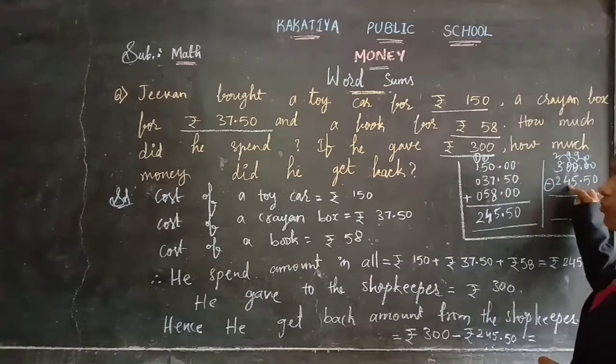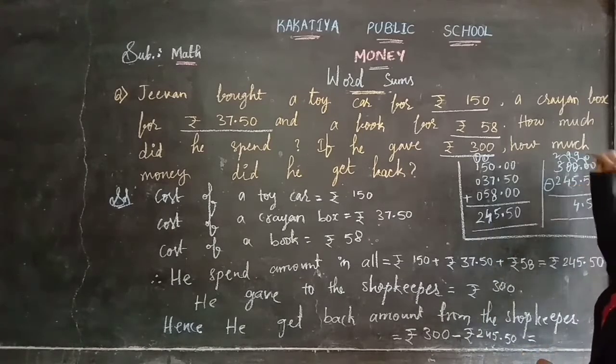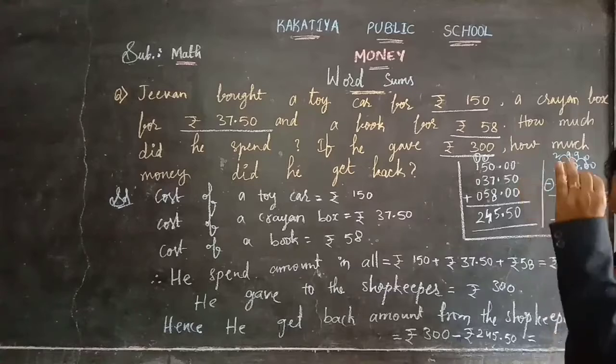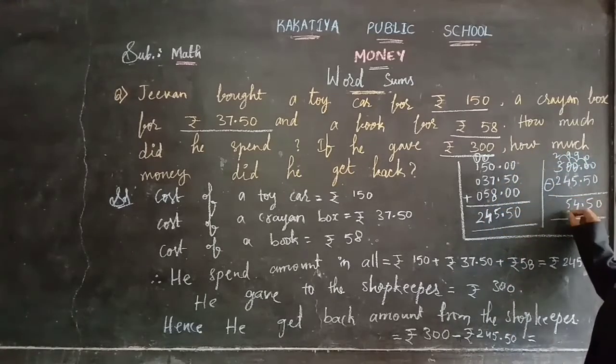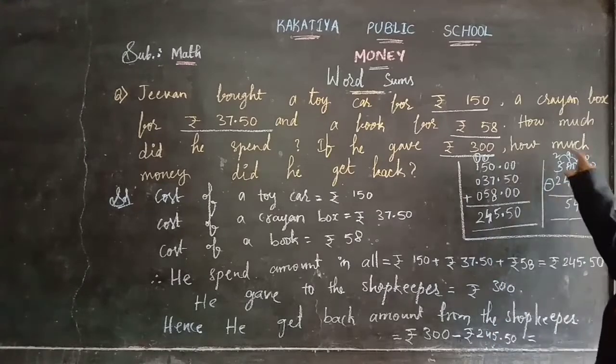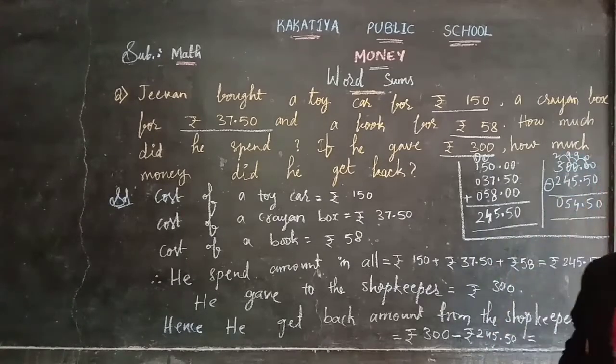Next, 9 minus 4, or else start counting from 4 to reach the 9. 4, after that 5, 6, 7, 8, 9. So 5 numbers are required, or else 9 minus 4 is 5. And 2 minus 2, same number now, obviously it will be 0.